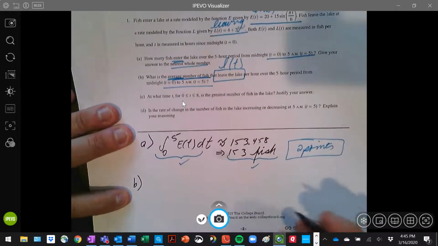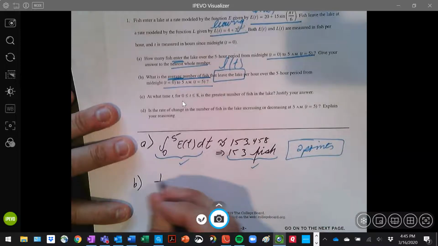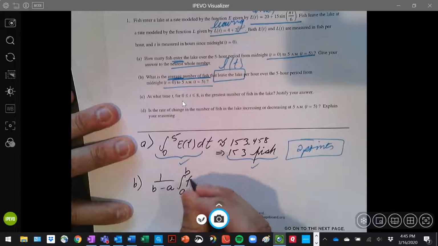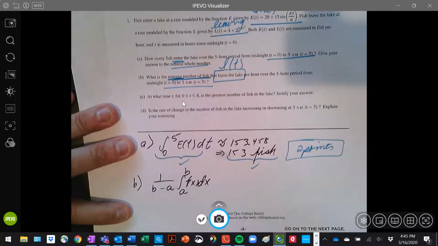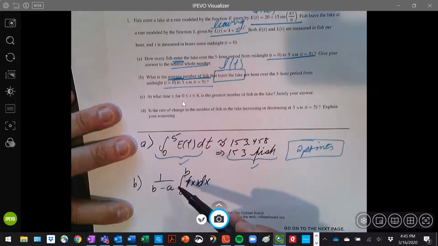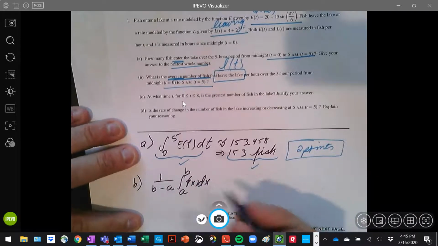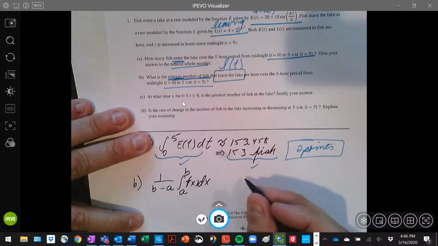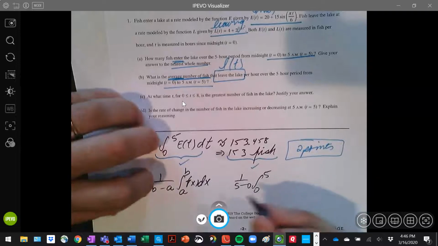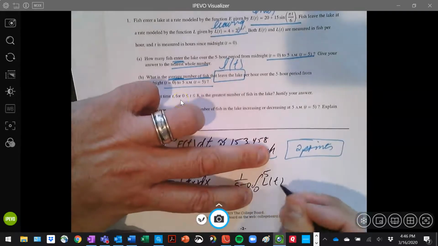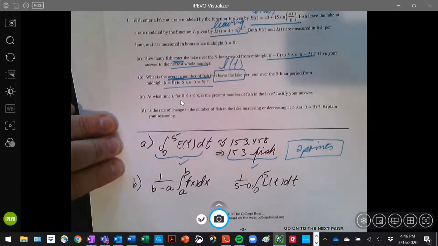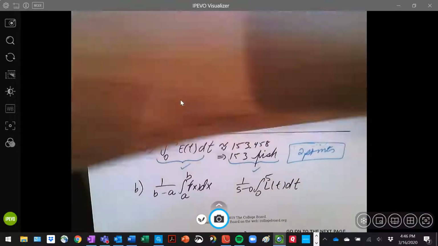Well, in calculus, the way that you find the average value of a function is you're going to use the formula 1 over b minus a, the integral from a to b of f of x dx. That's the formula that you need. That's not going to earn you any points here, but that's the formula. So what we need is going to be 1 over 5 minus 0, the integral from 0 to 5 of L of t dt. We're going to go over to the computer. We're going to go evaluate that integral.